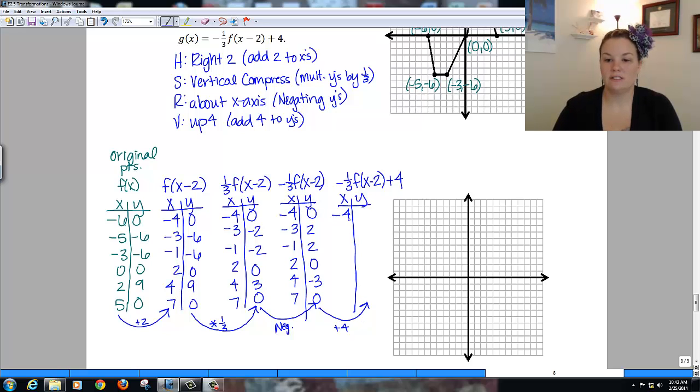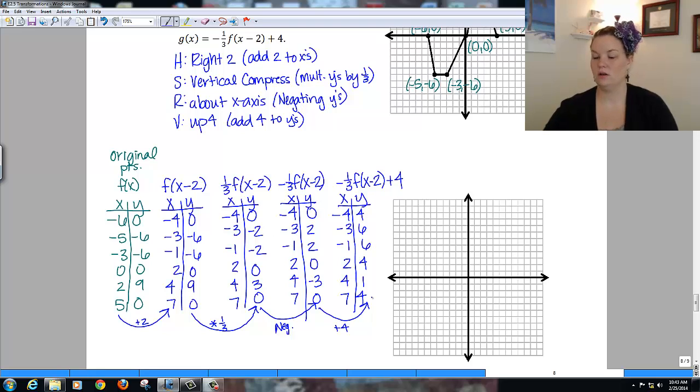So my x's are going to stay negative 4, negative 3, negative 1, 2, 4, and 7. And my y's I'm going to add 4. So 0 plus 4 is 4, 2 plus 4 is 6, 2 plus 4 is 6, 0 plus 4 is 4, negative 3 plus 4 is 1, and 0 plus 4 is 4. So I have my final table done. So now I just need to plot those points.